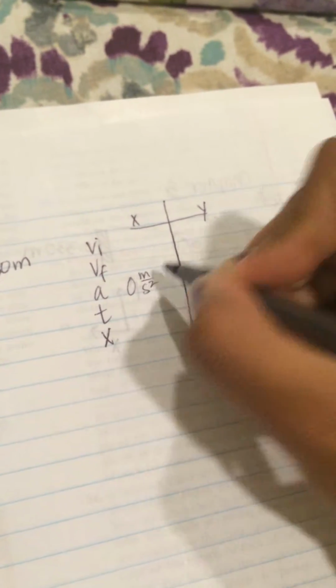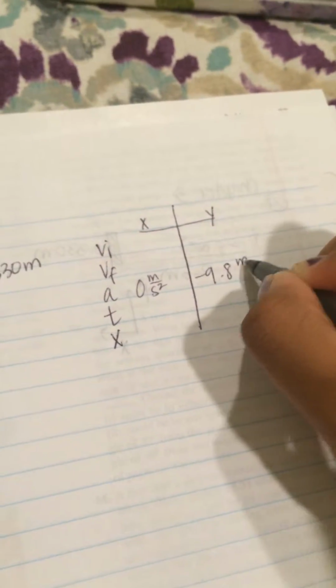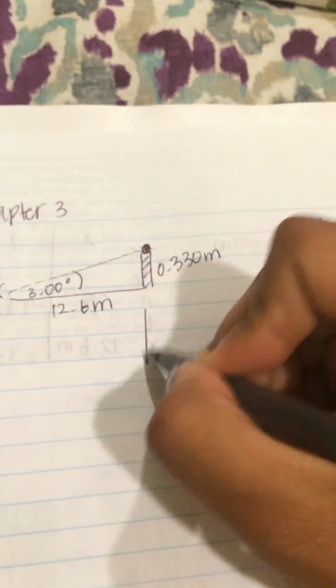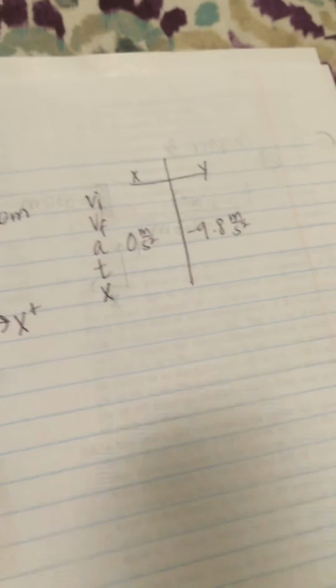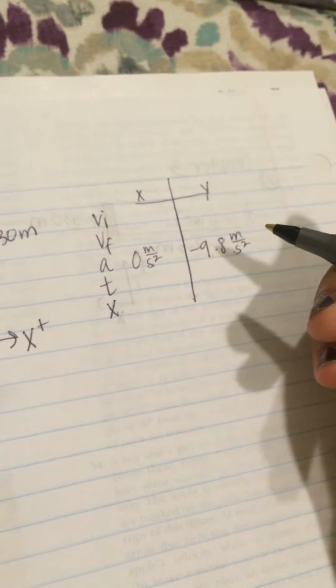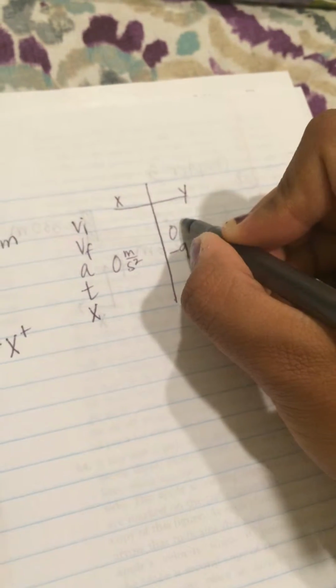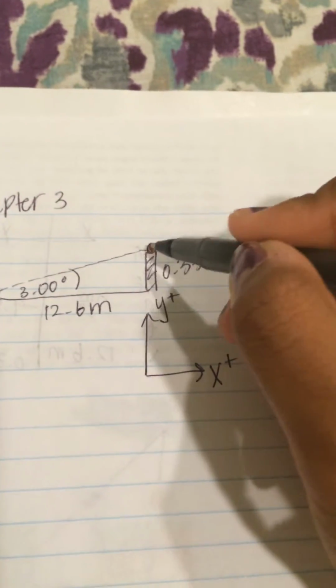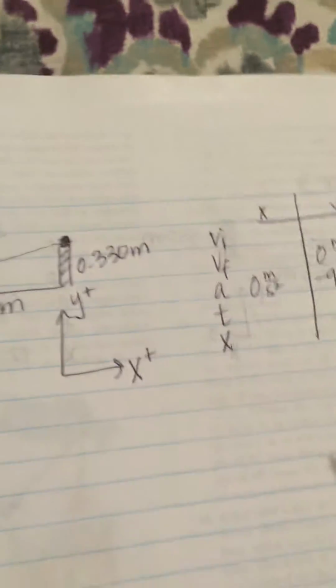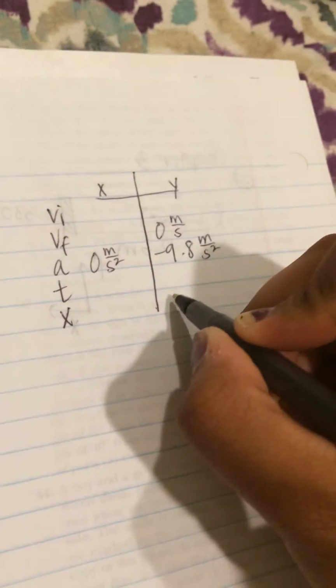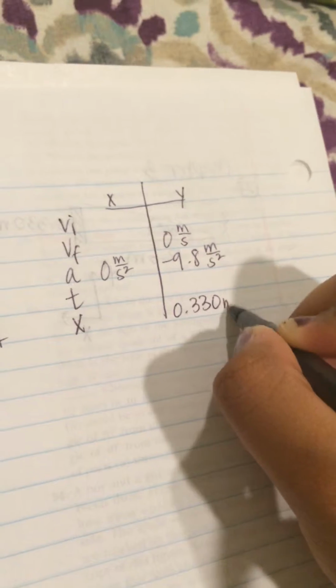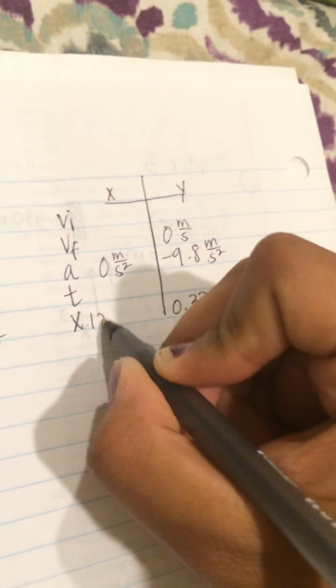Okay, we know that the acceleration in the X direction is 0, and we know that in the Y direction is negative 9.8 meters per second squared, and our positive direction for the Y is up, and for the X it's to the right. That's why it's negative for this acceleration. And we know that our final velocity for the Y direction is 0 meters per second, because it's at the max point, so at that, the velocity is 0. And we also know that this height is 0.330 meters, and this distance is 12.6 meters.